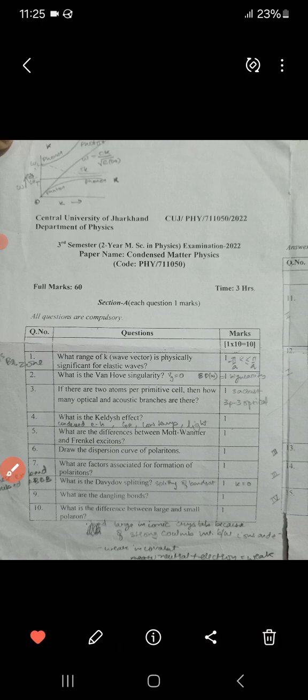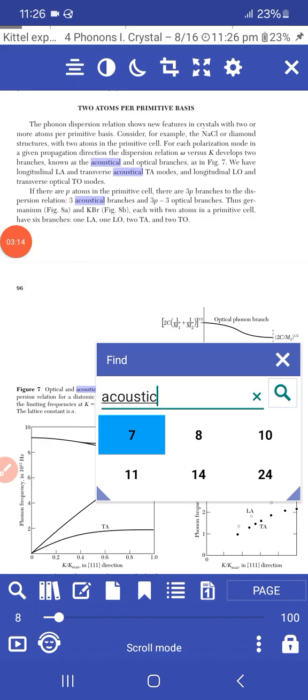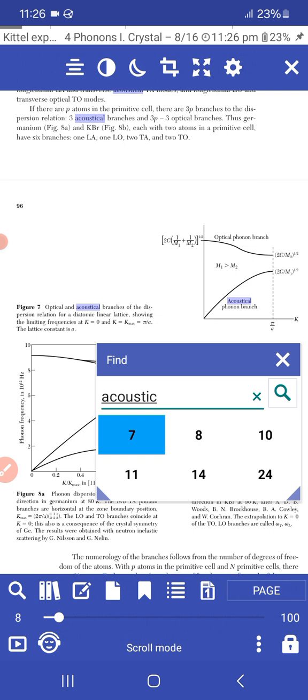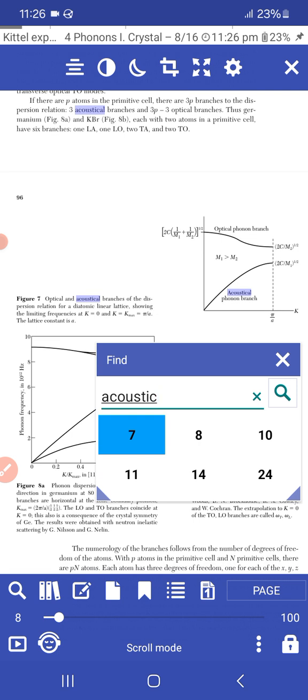Question number 3. If there are two atoms per primitive cell, then how many optical and acoustical branches are there? Here is the answer. If there are p atoms in the primitive cell, then there are 3p branches, three acoustical branches, and 3p minus 3 optical branches. So if it's 2, then 3 into 2 is 6, minus 3, that's 3 optical branches. So 1 LA, 2 TA, 1 LO, 2 TO.